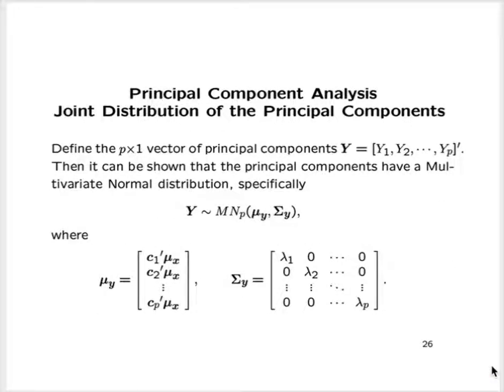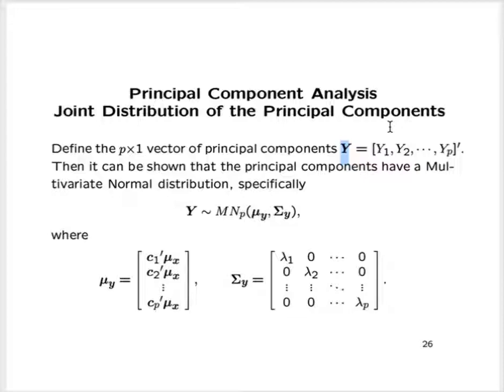Now let's put the p principal components together into a p by 1 vector. We'll denote that vector by bold y. The original response variables were x's, and we denoted the vector of original response variables by bold x. y1 through yp are the principal components, and we're going to denote the vector of principal components by bold y.